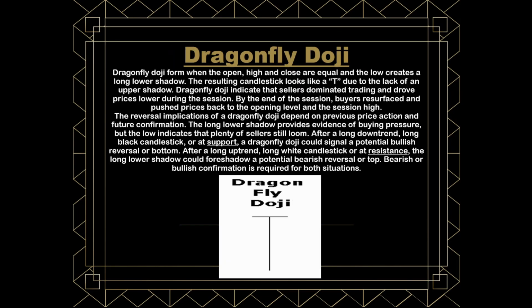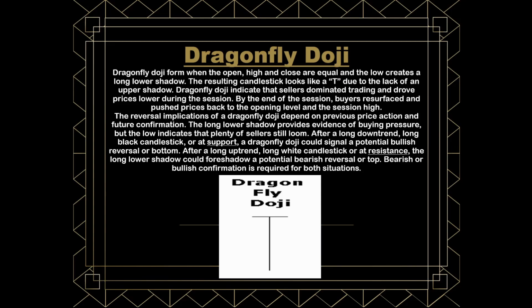Dragonfly Doji form when the open, high, and close are equal, and the low creates a long lower shadow. The resulting candlestick looks like a T due to the lack of upper shadow. Dragonfly Doji indicates that sellers dominated trading and drove prices lower during the session. By the end of the session, buyers resurfaced and pushed prices back to the opening level and the session high.